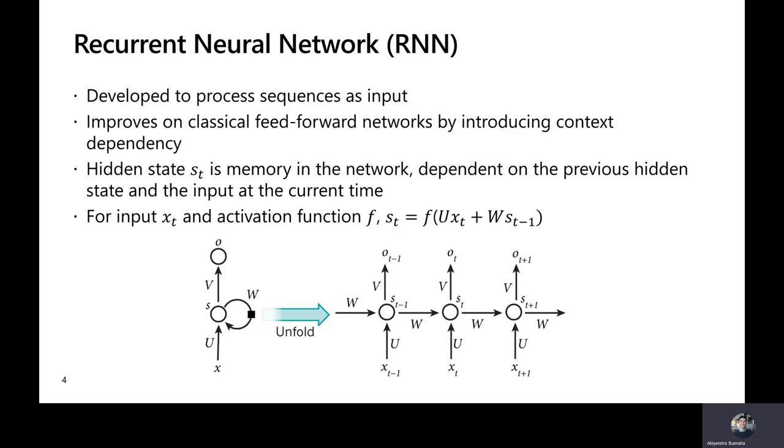Note that at each time step I, the RNN receives input X of I and outputs O of I. Hence, we are able to process a sequence of inputs X of 1 to X of t and also get back a sequence O of 1 to O of t from the network.